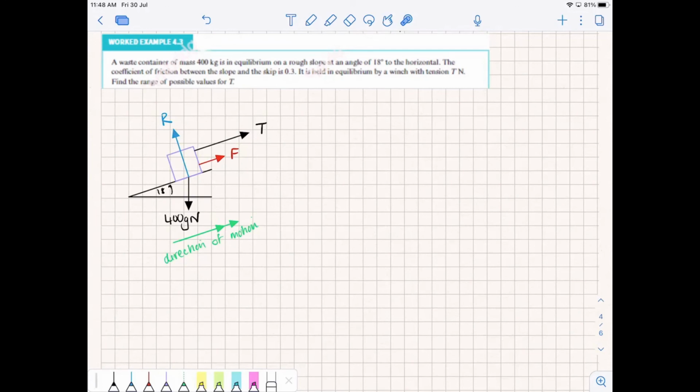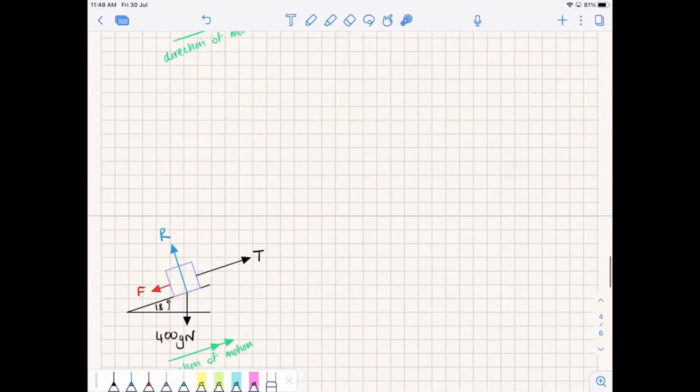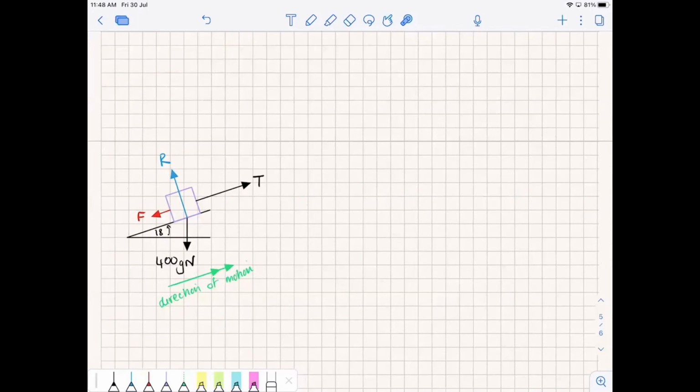And so we need to consider both scenarios. The one I've got here is the scenario where I've got just enough tension, and the object, you can see the friction force is acting with the tension. So this means that it's preventing it from moving down the hill. We will also have to consider the tension as we're pulling on it and the friction working against us this time.